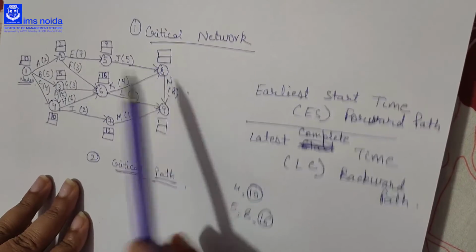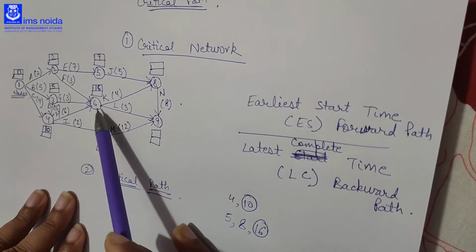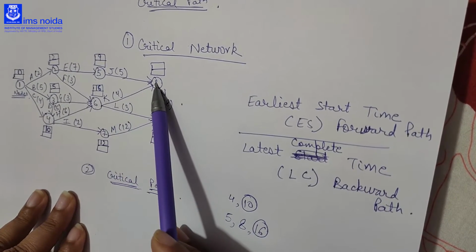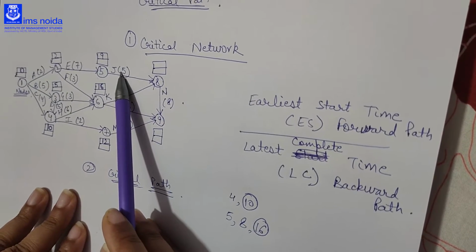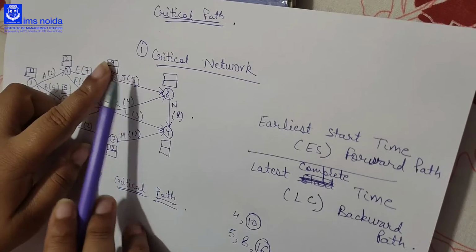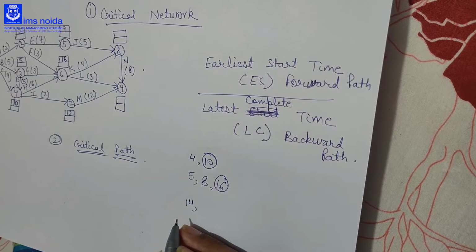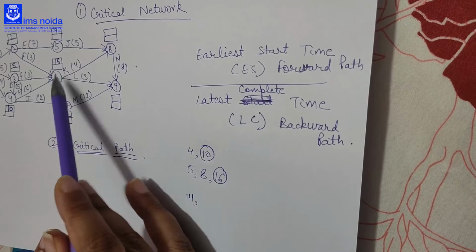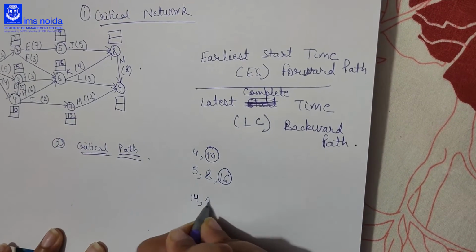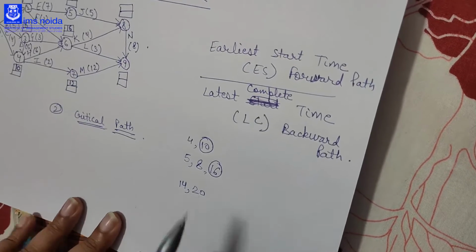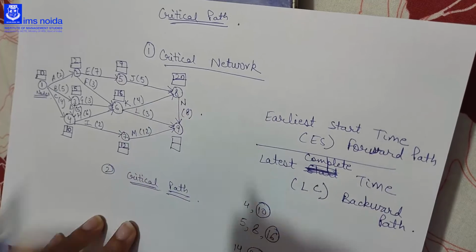Then we will come to 8. There are two ways to come to 8, that is from 5 to 8 and 6 to 8. From 5 to 8, if we come, we require the time, that is 9 plus 5, that is 14 minutes. Okay, then you will come from 6 to 8, the time required is 16 plus 4, that is 20 minutes. Okay, the maximum time is 20, so we will take the earliest start time as 20.